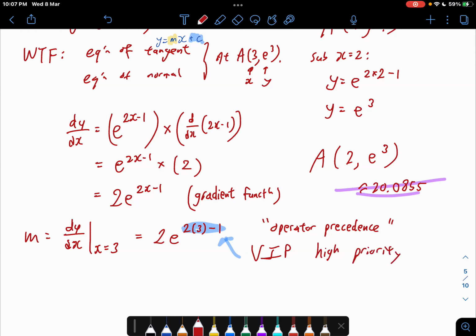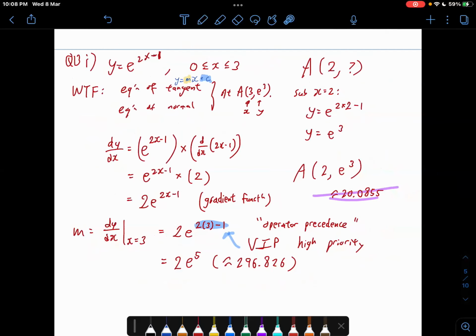So we must calculate first. 2 times 3 minus 1 is what? 6 minus 1, 5. So 2 times e power 5. I am trying to keep it in exact terms. If you type in a calculator 2 times e to the power of 5, you'll get approximately 296.826. I don't want to use the non-exact value. Let's just use the exact. Okay, that's good. We got the gradient.